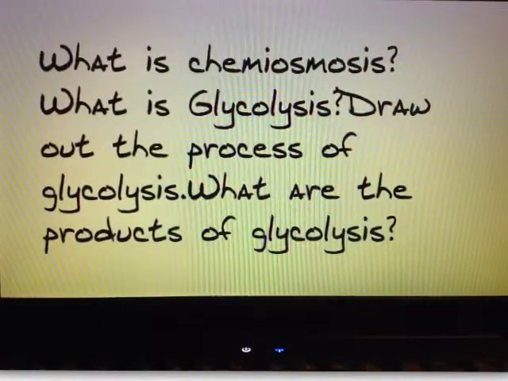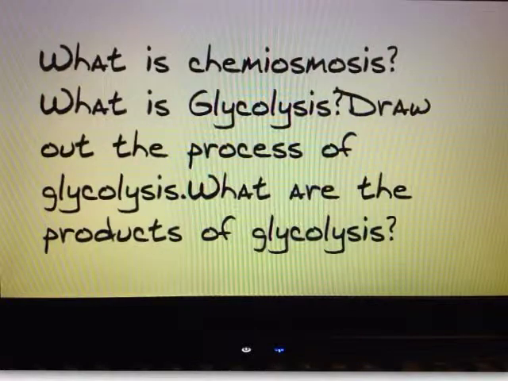Okay, so that's what we were looking at. Could you, from that, now in your mind explain what chemiosmosis is? Hopefully you've got a fair idea of the keywords, and you could structure an answer to that.